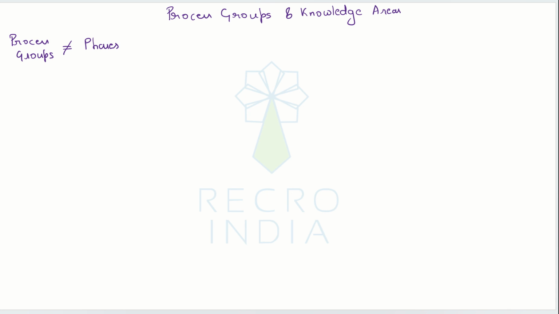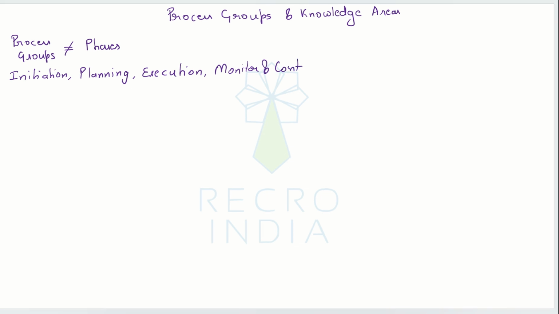Now, you might be thinking, what is a process group in the first place? PMI defines five process groups: initiation, planning, execution, monitoring, controlling, and closing.